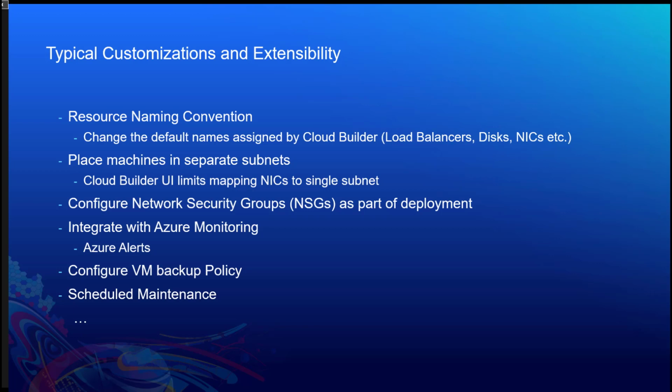Another change that I hear people mostly talk about is to have more control over the network topology that their machines get deployed in. The Cloud Builder user interface limits the network interfaces to a single subnet. You're choosing a single subnet for your machines and a separate subnet for the Azure Application Gateway. With the template artifacts, you can actually go in and tweak that to use subnets and define your network topology.